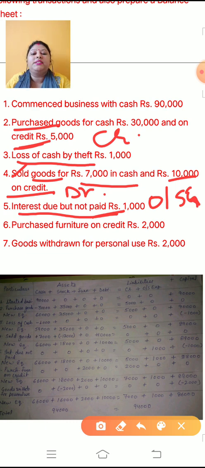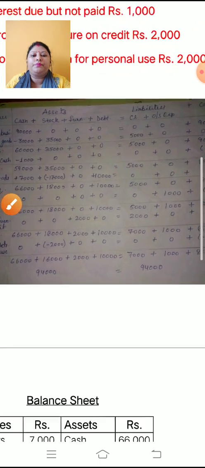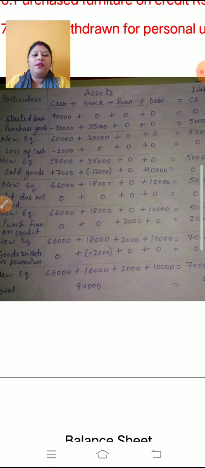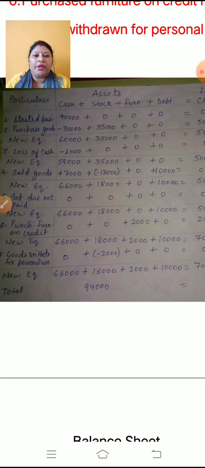Next is purchase furniture on credit. Again purchased on credit, so the creditor column is already done, no need to make it two times, only one time. Next is goods withdrawn for personal use. Withdrawn for personal use means drawing. Drawing is an expense, no need to make any column. So only these columns you have to prepare in this way. This is your accounting equation. Now we will start the first transaction.